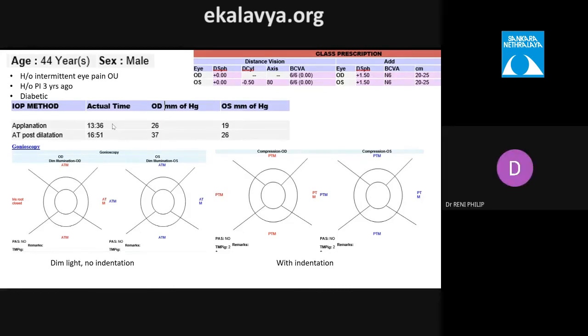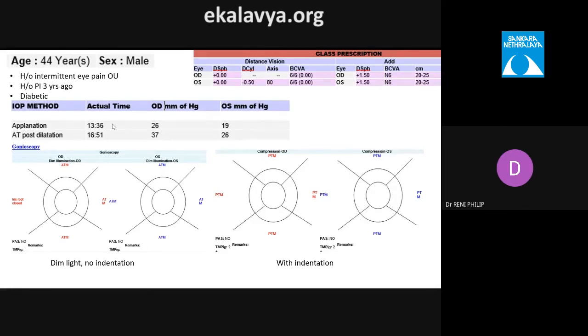When do you call it plateau iris syndrome? When a patent PI is there and after dilation there is a spike. Yeah, after dilation the spike should be there. You don't call it plateau iris syndrome just because there is a patent PI and the IOP is raised. So in this case, you can see that the post-dilation applanation has been there.